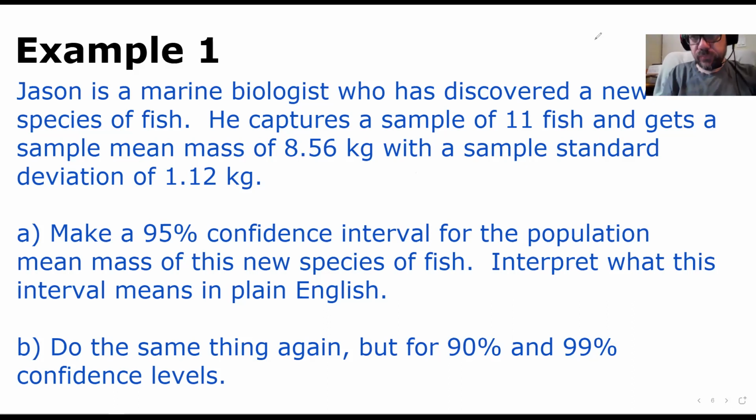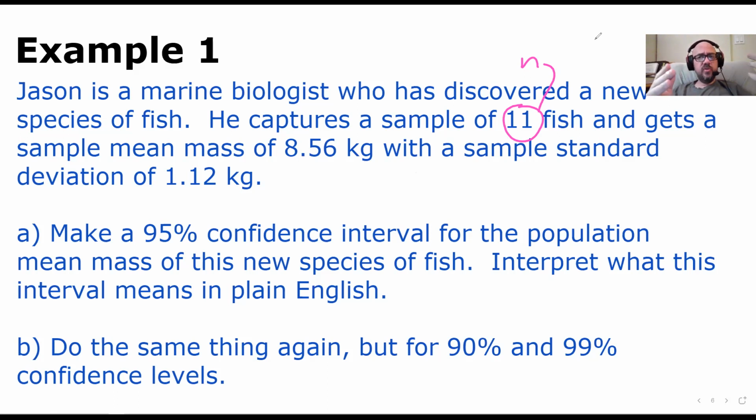Jason has a sample size of 11, right? So that's going to tell us we've got 10 degrees of freedom. Now, he has no idea what the population standard deviation, sigma, is. He doesn't know what sigma is for the mass of these fish because he just found them, right? This is the very first sample of these that's ever being taken. He has no clue what sigma is.